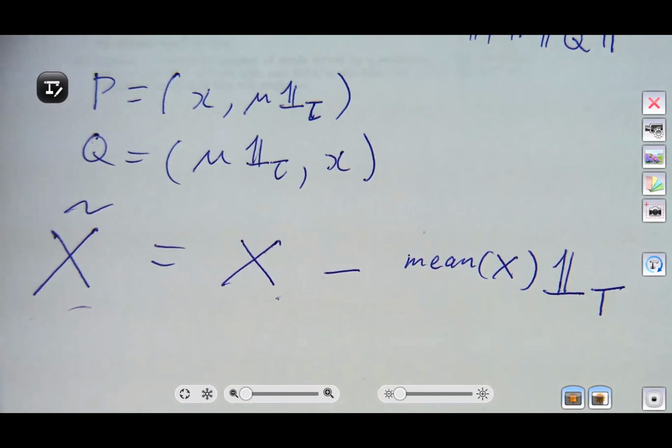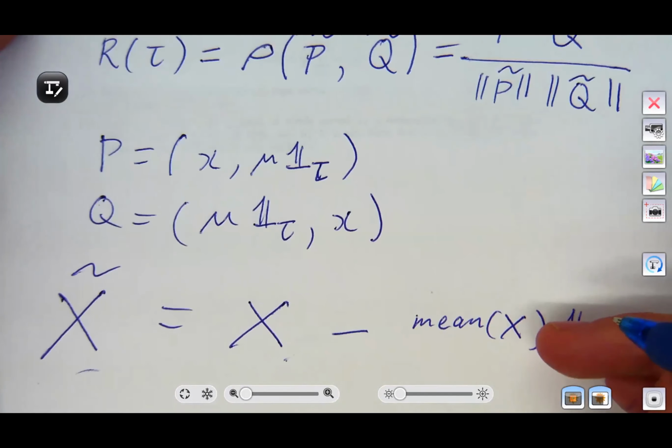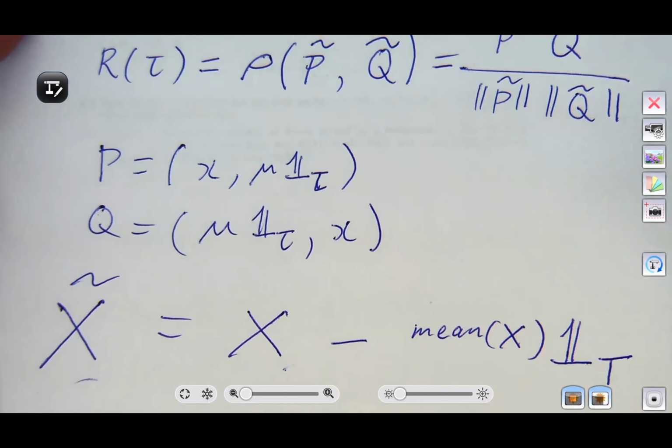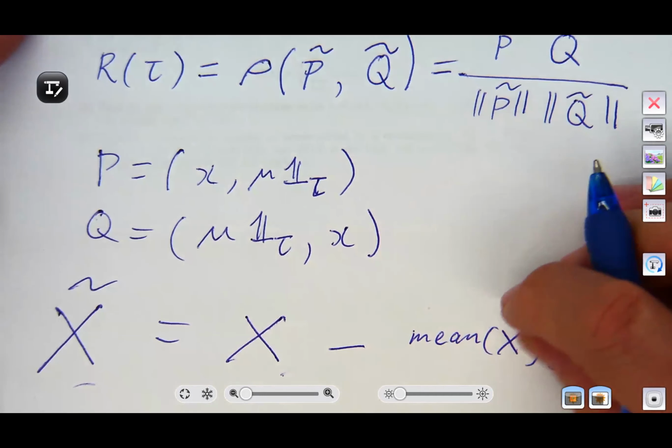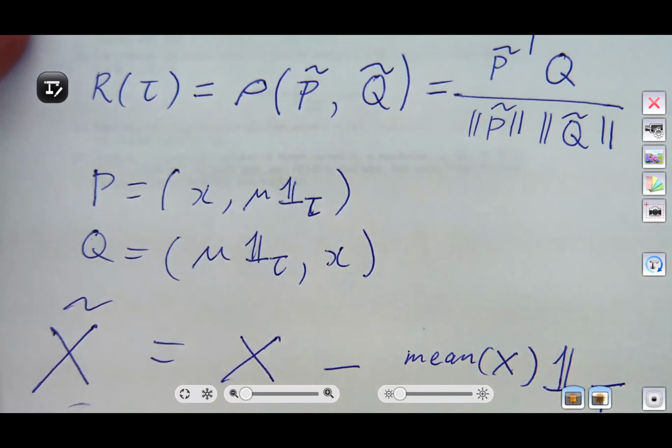Okay, so good. Now you have all the definitions. The rest is actually easy, right? It's a bit of work, but it's easy, right? This is the part that I had trouble with. The rest is actually easy.